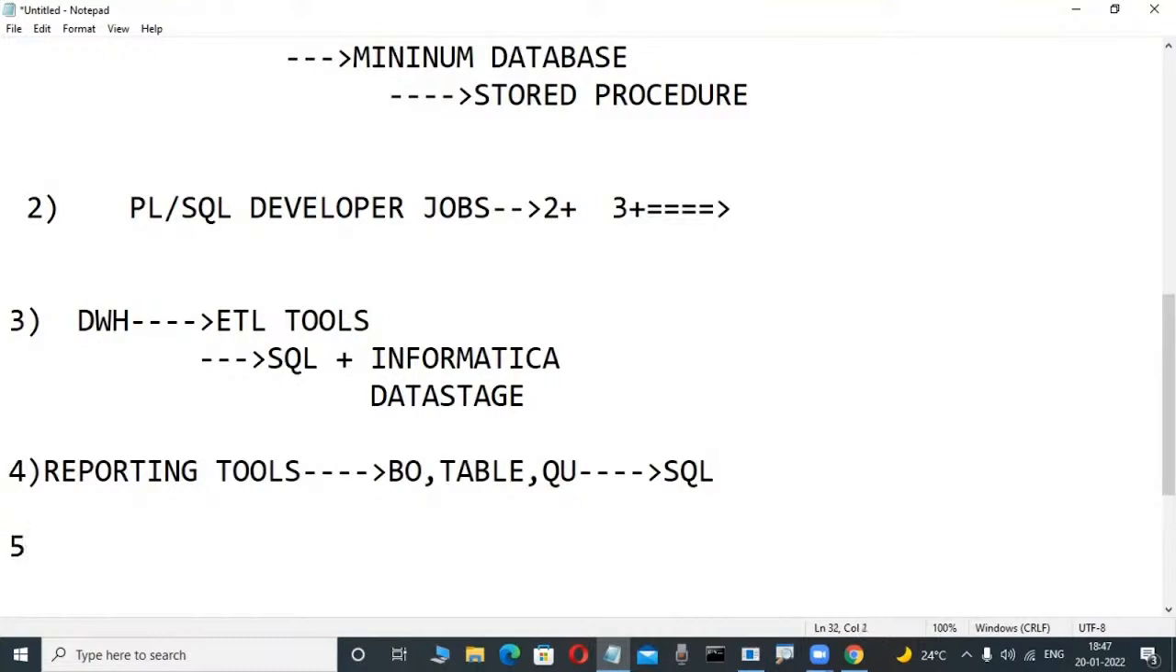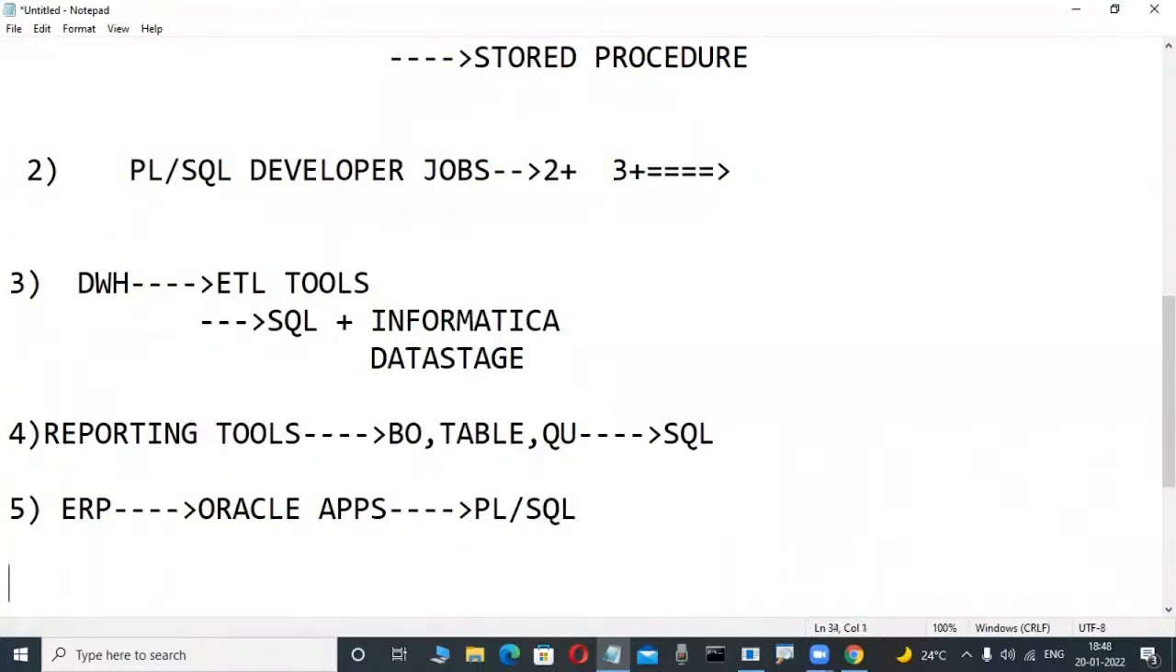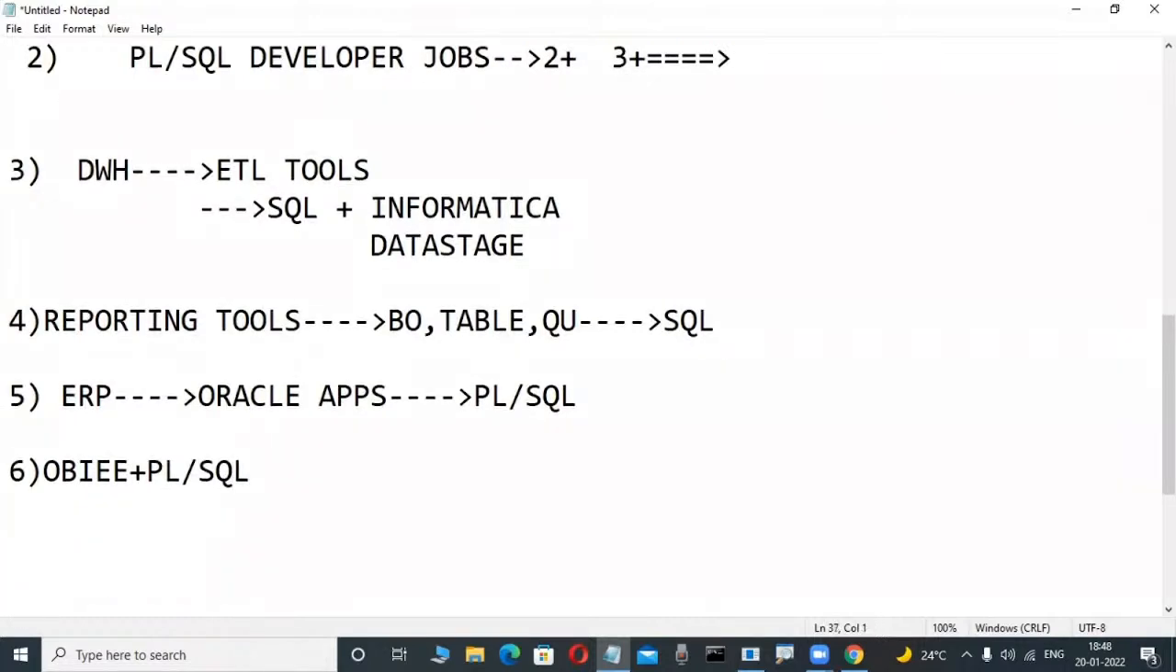Again, some programmers are interested in the ERP side. Oracle Apps is an ERP, same as SAP. Oracle Applications 11i is there. These persons need very good knowledge of PLSQL, so they also learn these courses. Again, there are OBI programmers. OBI is a product, and there are jobs with PLSQL. Those persons also learn these courses.